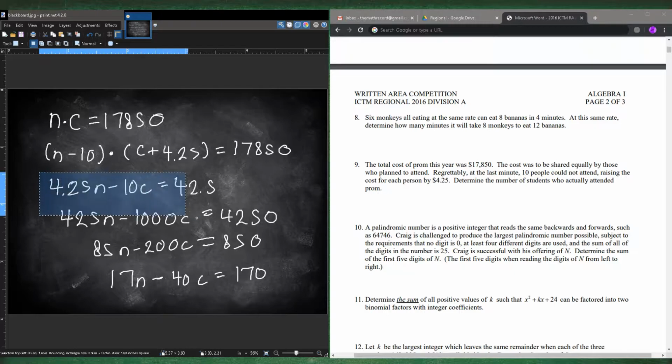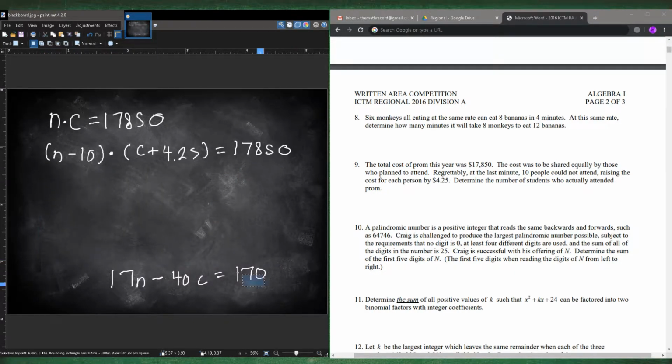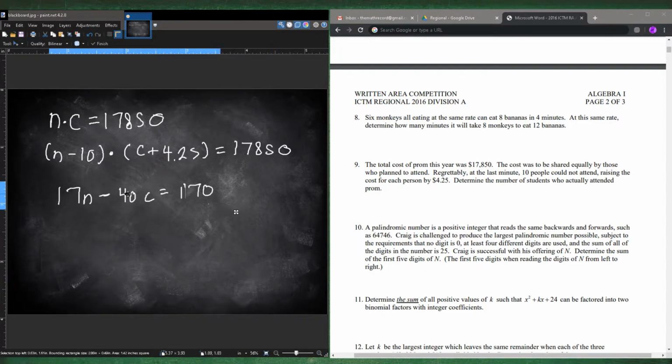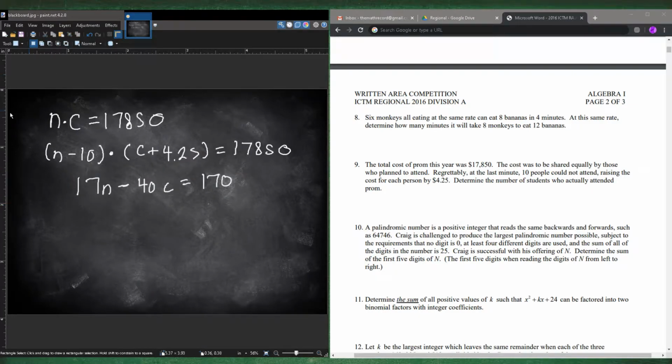Okay, so we know that is true. Delete all of this and move this up. So now we have everything as an integer. You don't have to do that. I'm just a nitpicker on that.